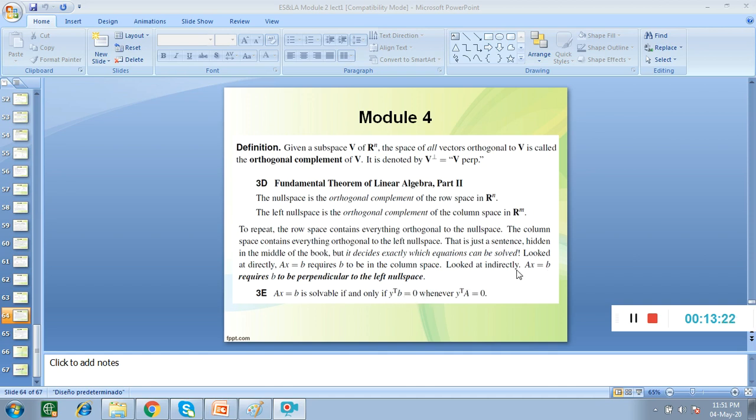The meaning of this one is Ax equal to b requires b to be perpendicular to the left null space. Then the left null space of A is y transpose, and this y transpose should be perpendicular to b. y transpose is the left null space and it has to be perpendicular to b.